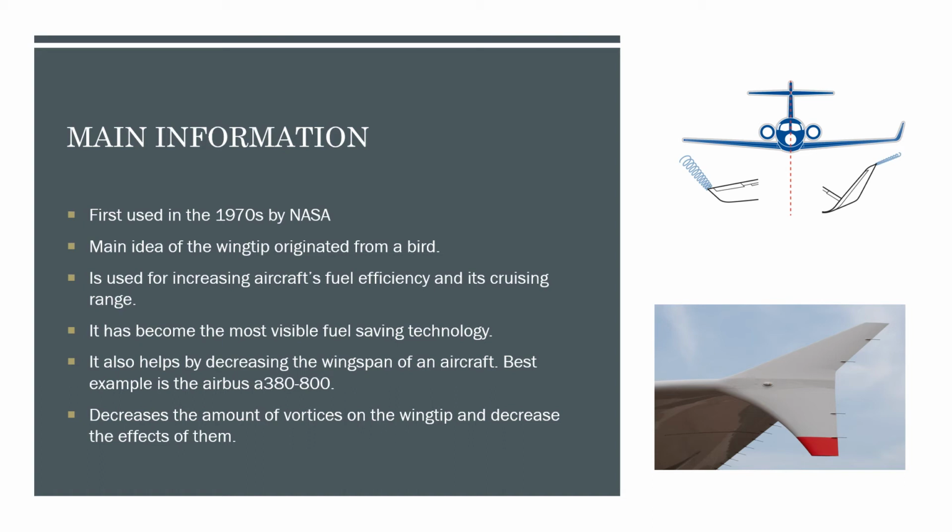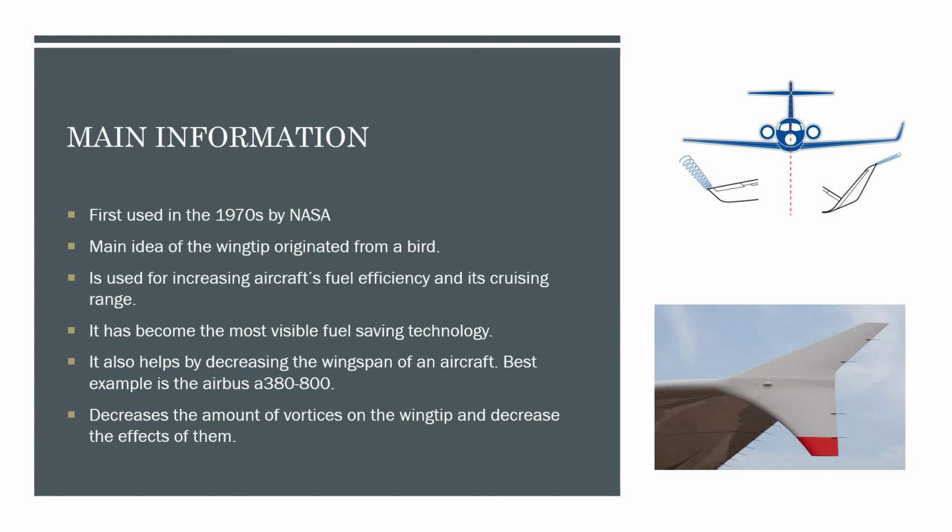A normal plane with no wingtip will have an increased amount of vortices at the edge of the wings, therefore decreasing the amount of lift a wing can produce. A wingtip will be able to decrease this effect and increase the efficiency of the wing. A wingtip can therefore also decrease the wingspan of the plane. It will also increase the fuel efficiency up to 7%.